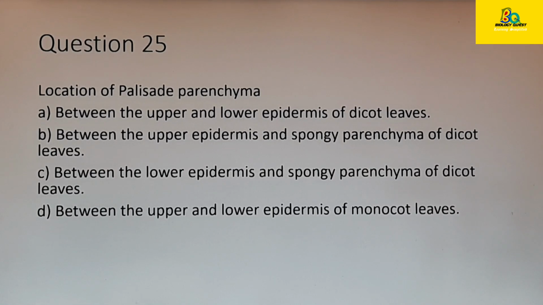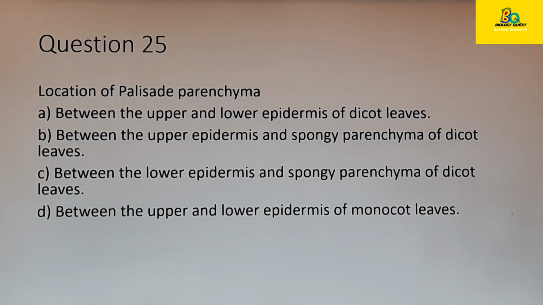These are parenchyma cells with intercellular spaces. In dicot leaves, the mesophyll is differentiated into Palisade parenchyma and spongy parenchyma. Palisade parenchyma is seen just below the upper epidermis, and spongy parenchyma is seen above the lower epidermis.